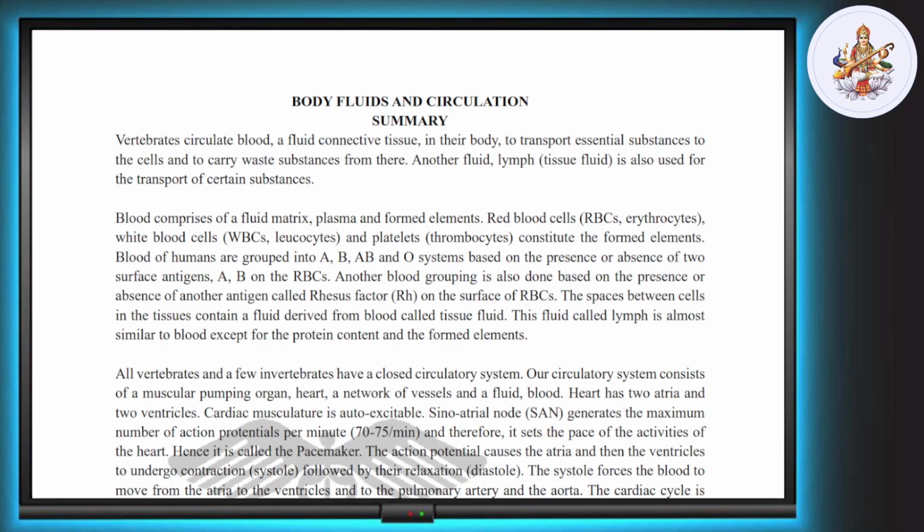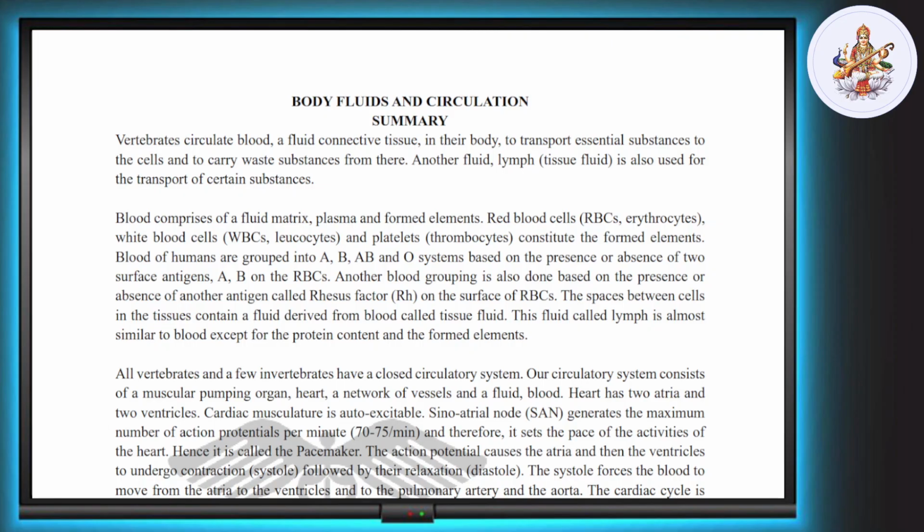Components of blood. Blood is made of two parts. A fluid matrix called plasma. Formed elements, that means the cells and cell-like parts in blood. Now, what are these formed elements? There are three. Red blood cells, RBCs, or erythrocytes, carry oxygen. White blood cells, WBCs, or leukocytes, involved in immunity. Platelets or thrombocytes help in clotting.